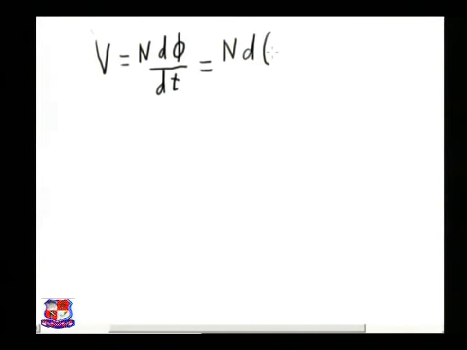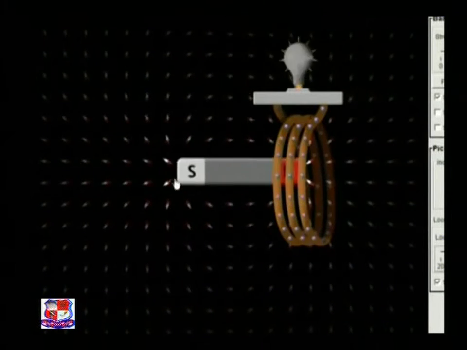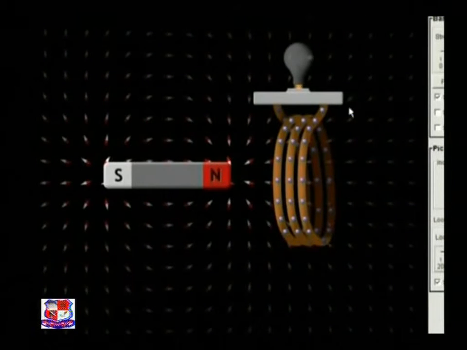So N times the flux density times area is equal to flux. What you can see from this equation is if you have a changing magnetic field, you'll induce a voltage, or if you have a changing area, you'll induce a voltage, or if you have both. We can go back to Faraday's law and see here's the changing magnetic field induces a voltage that creates a current.